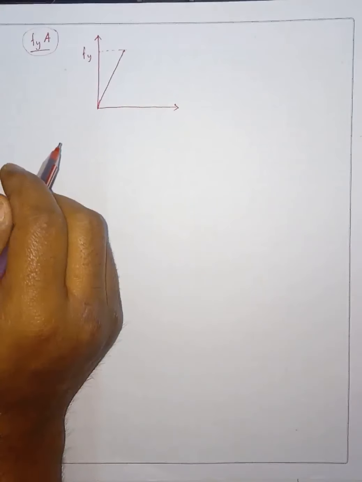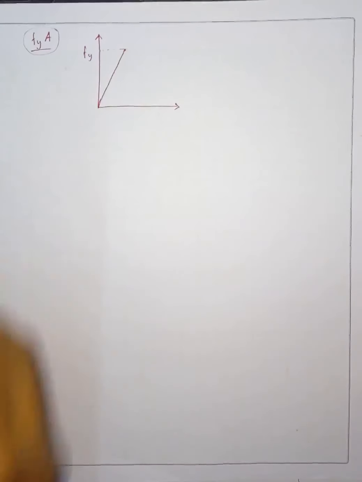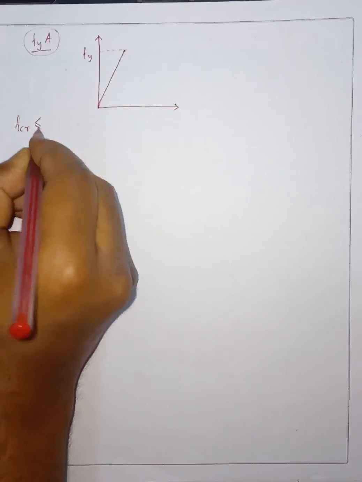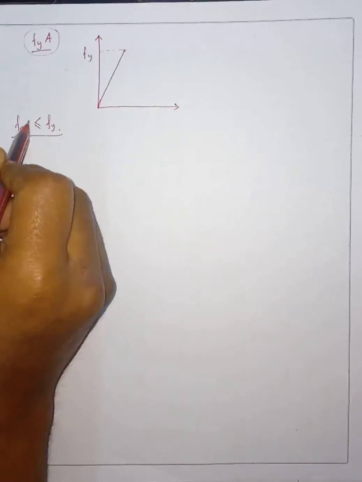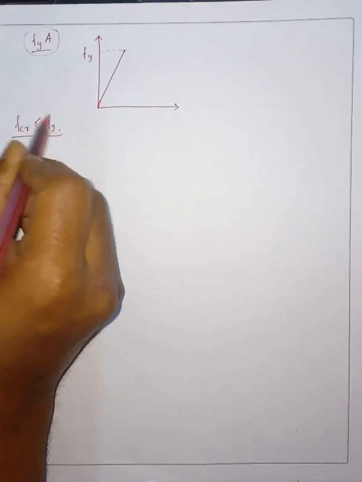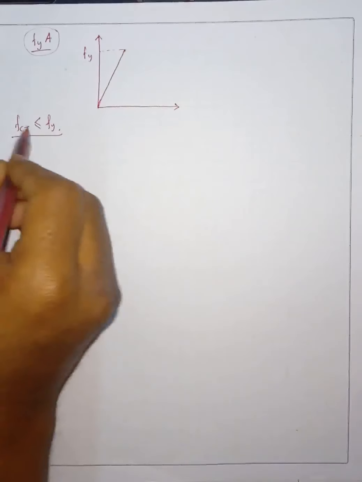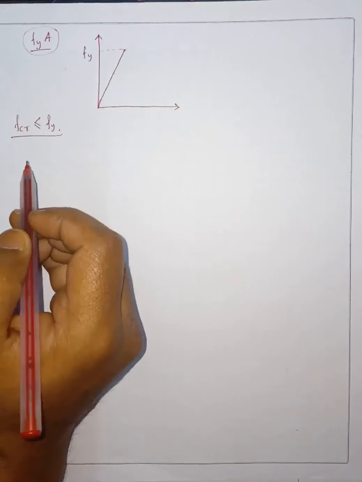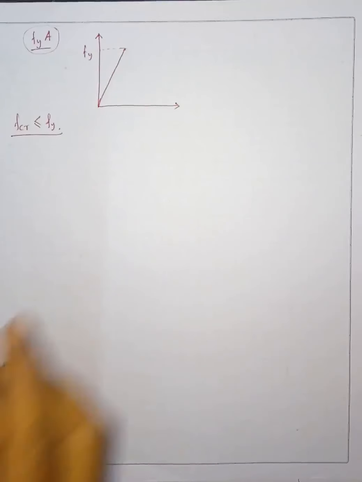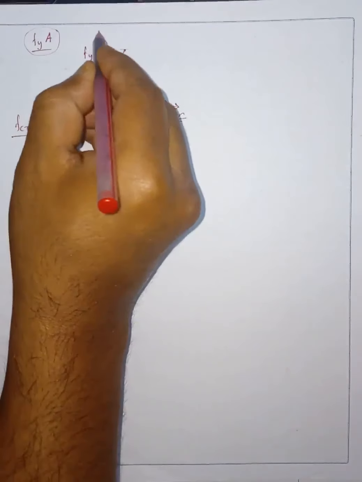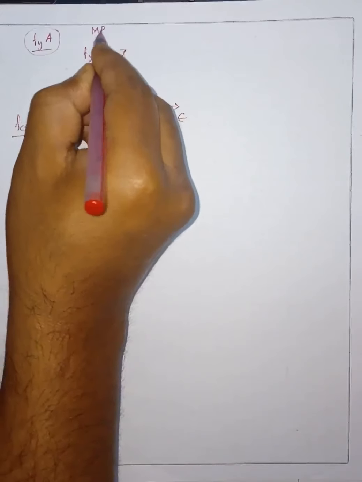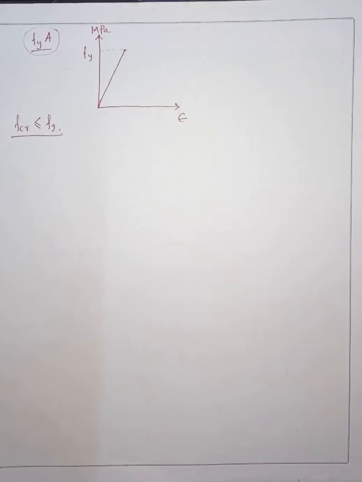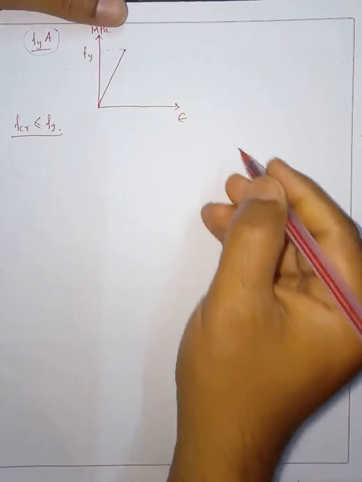Now, this FCR is less than or equal to this Fy. It can never be more than this yield stress. So this buckling stress will always be less than or equal to this yield stress. So this is the strain and this is the stress axis, in MPa. Now let us merge these two curves. Let us draw it here.